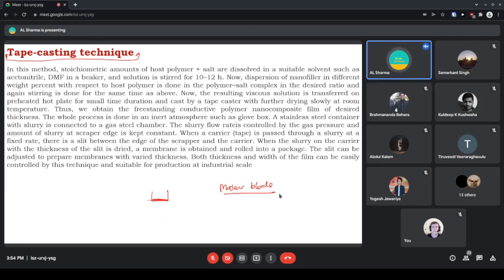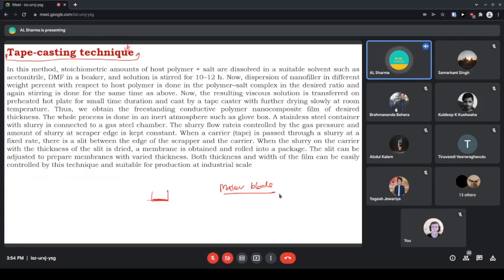Here, with the help of the squeezer, the master blade is going to prepare the thin films. If someone is interested in tape casting techniques, they may visit my lab and see how it happens there.